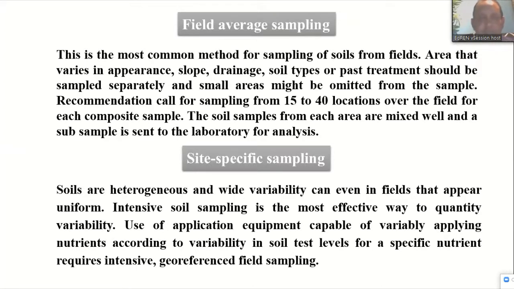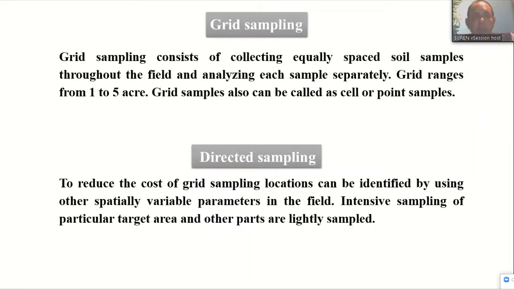For example, site-specific sampling. That is in case of heterogeneous and widely variable areas, the time we can take some sample from the homogeneous soils. But if the soil changes to another kind, the time we can take samples in a good way. And also grid sampling and directed sampling.